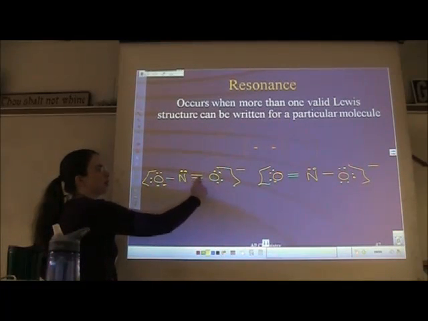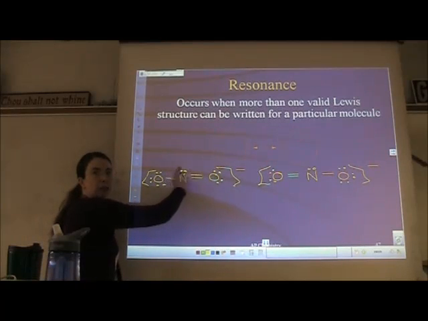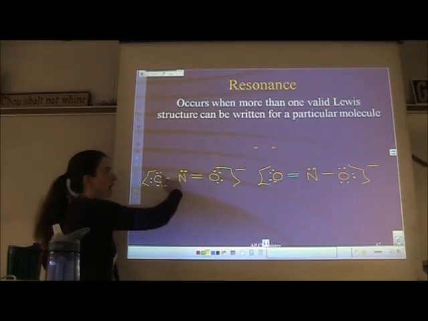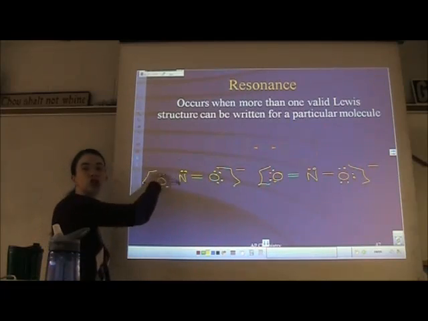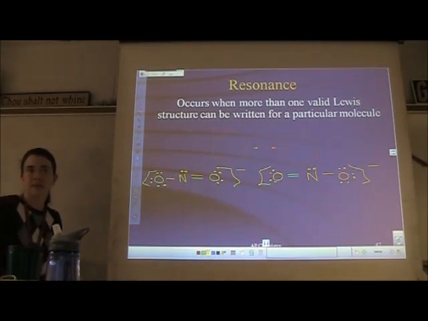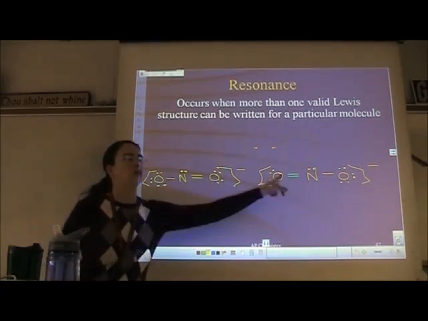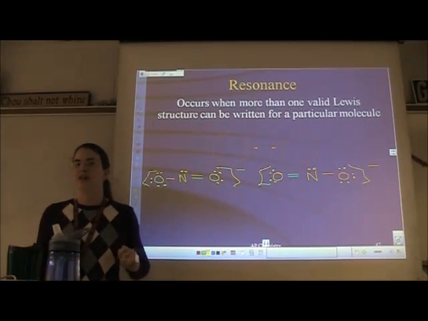That extra pair of electrons moves, jumps location, back and forth, back and forth, so fast that actually neither one of these is correct.